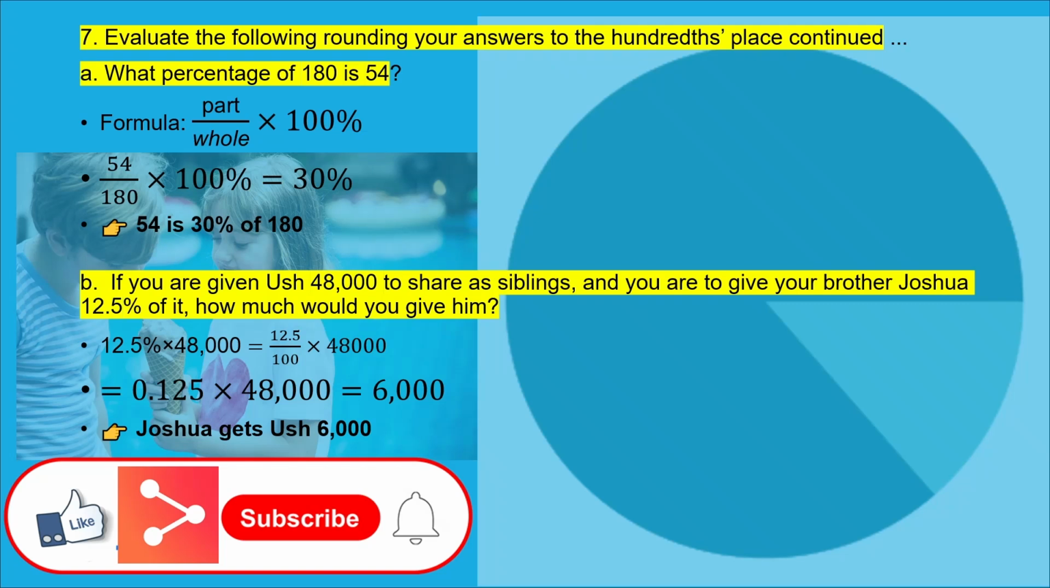What percent of 180 is 54? The formula is basically part over whole times 100%. That is 54 over 180 times 100%, giving 30%.